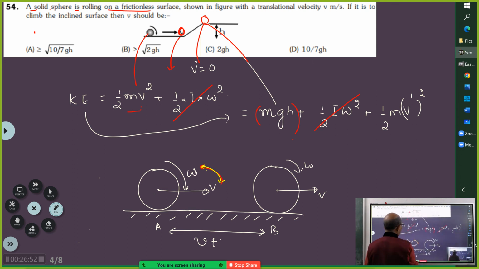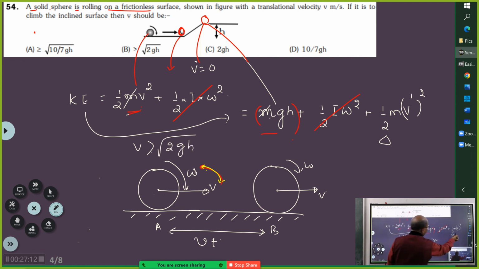So if I take off this also, then I will be left with only this, and some quantity delta. So that will give me an idea that this v must be greater than, of course the m's will get cancelled, 2 will get transferred here, v should be greater than root of 2gh, because some delta can be there. So this will be the option.